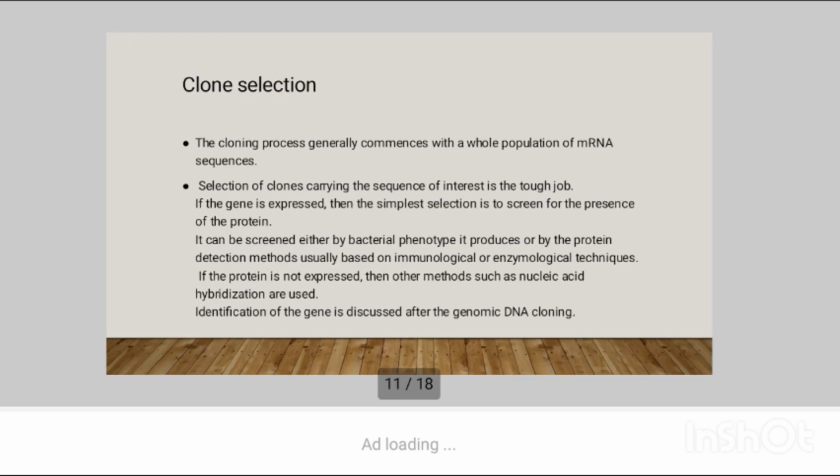Next, clone selection. The cloning process generally commences with the whole population of mRNA sequences. Selecting a clone carrying the sequence of interest is a tough job. If the gene is expressed, then the simplest selection is to screen for the presence of the protein. It can be screened either by the phenotype produced or by protein detection methods based on immunology or enzymology techniques. If the protein is not expressed, then other methods such as nucleic acid hybridization are used. Identification of the gene is discussed after genomic DNA cloning.